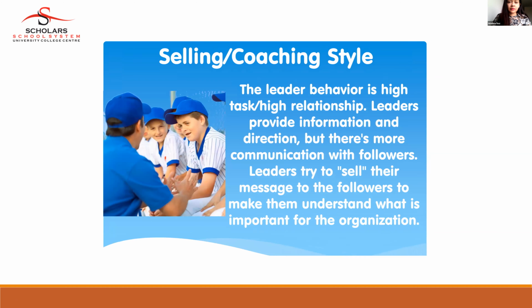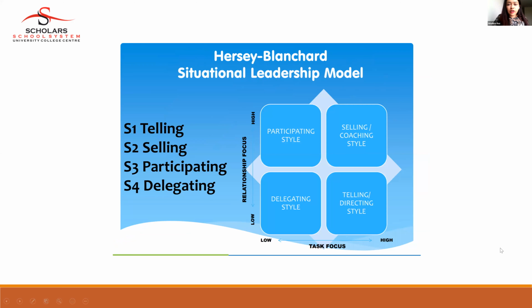The next segment is the selling or coaching style. The leader behavior is high task and there is a high relationship with the employees as well. Leaders provide the adequate information and direction, but there is more communication with the followers, with the employees, with the subordinates. Leaders try to sell their message to the followers to make them understand what is important for the organization. So we first looked into S1, the telling and directing style, where they are focused mostly on the task and less focused on building relationship with the employees. But the selling style is where they are highly focused on tasks. At the same time, a leader can have a high rapport, a good relationship with their employees.